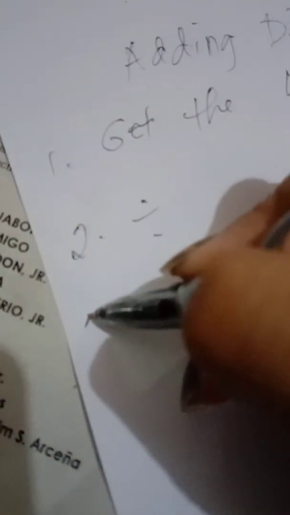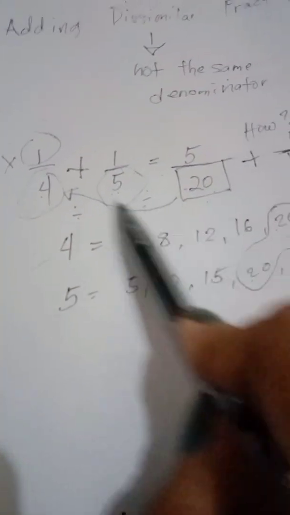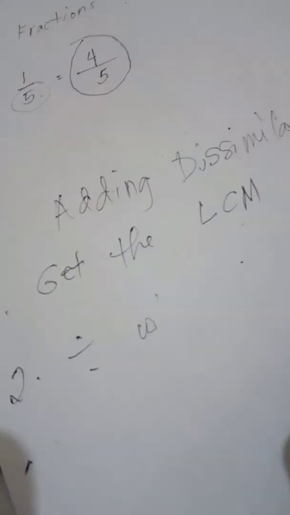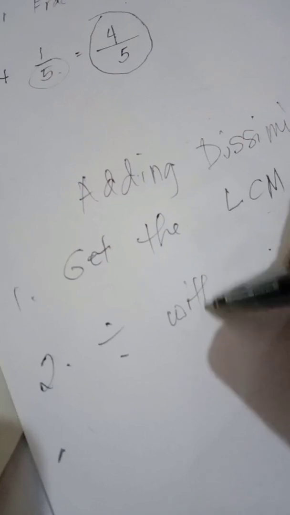And then the next step is to divide the LCM by the first denominator. So first is get the LCM. Next is divide with the denominator.